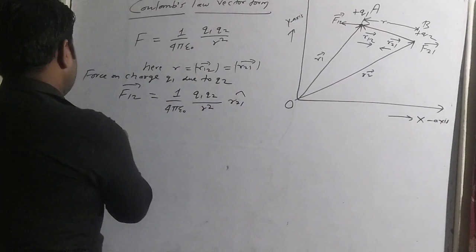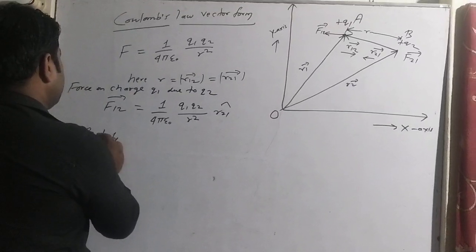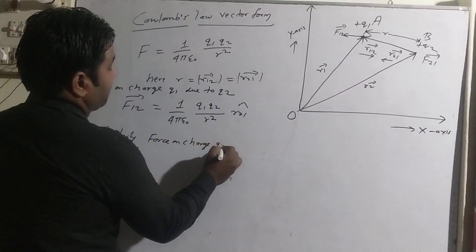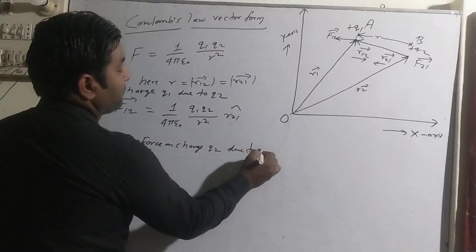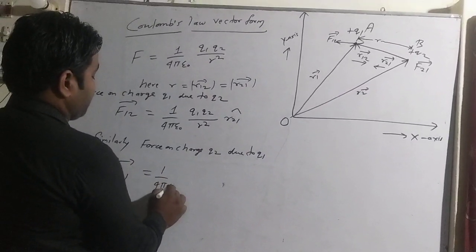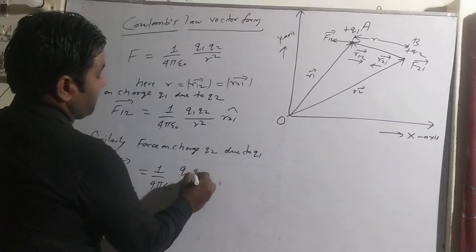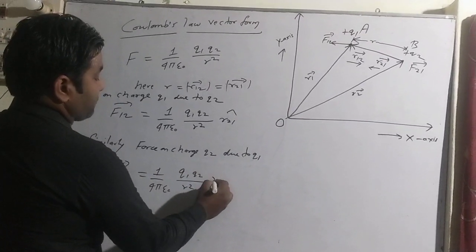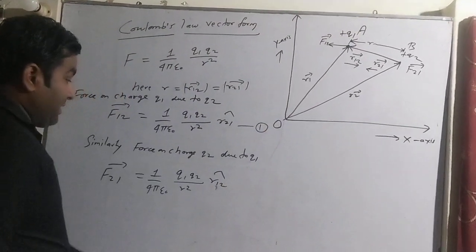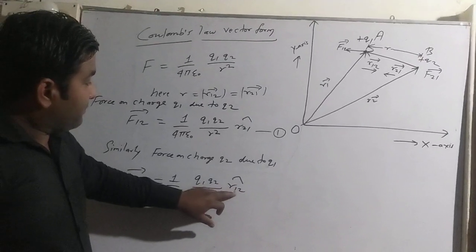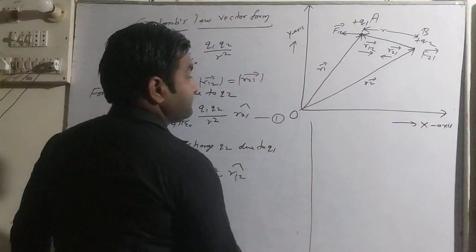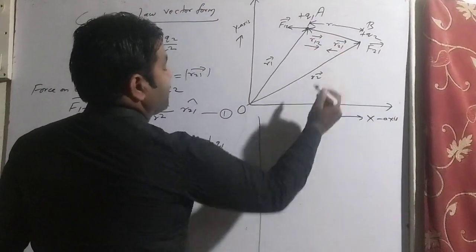Now similarly, the force on charge Q2 due to Q1, that is F21, is equal to 1/4 pi epsilon naught Q1 Q2 upon R square times R12 unit cap. This is equation number 1, and here the value of R12 we will replace in terms of R21 by using another concept in triangle OAB.